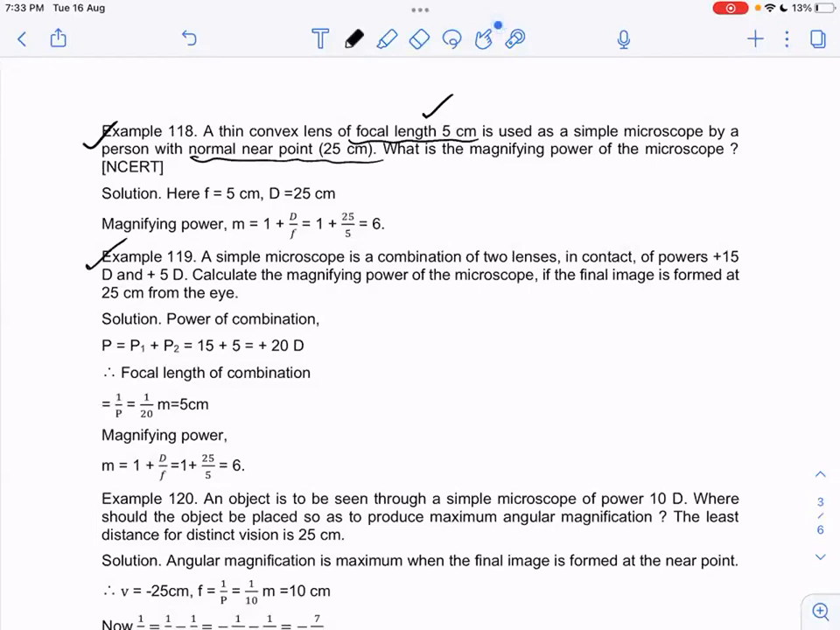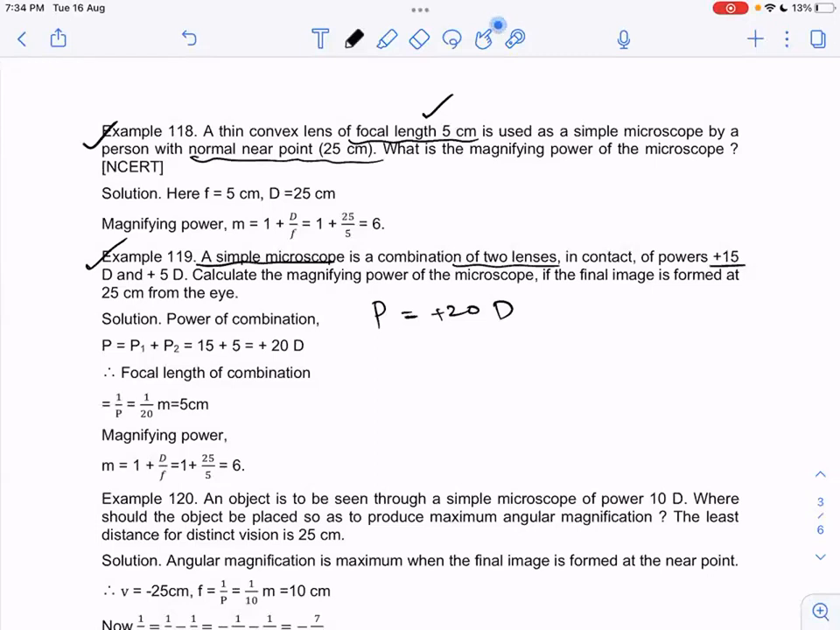So example 119. A simple microscope is a combination of two lenses in contact of powers 15 diopter and plus 5 diopter. Calculate the magnifying power of the microscope. So what is the equivalent power? Equivalent power is going to be plus 20 diopter.